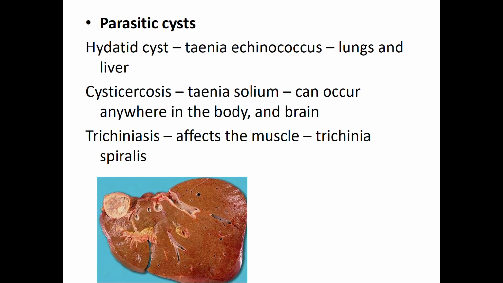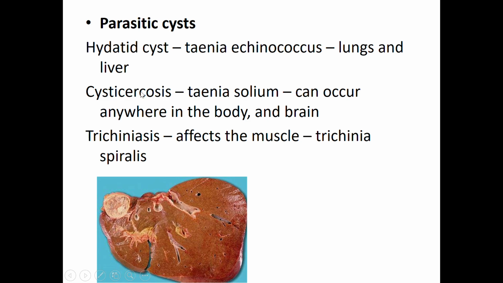Next, you have the parasitic cysts. Here, depending on the organism, different cysts are seen. The hydatid cyst is seen usually with Taenia echinococcus. Now, Taenia echinococcus is a parasitic infection, usually from dogs, and this can cause cysts in the lungs and the liver. So you can see here, there's a cyst. This can be caused because of the parasites.